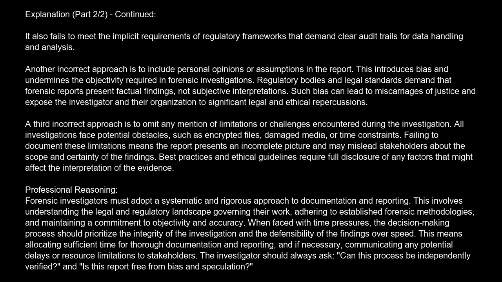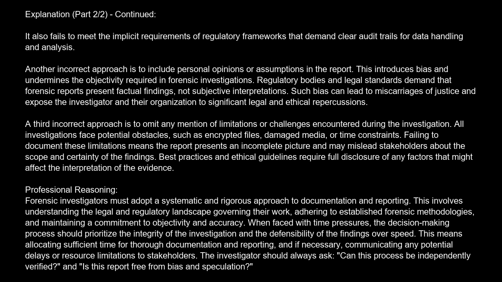It also fails to meet the implicit requirements of regulatory frameworks that demand clear audit trails for data handling and analysis. Another incorrect approach is to include personal opinions or assumptions in the report. This introduces bias and undermines the objectivity required in forensic investigations. Regulatory bodies and legal standards demand that forensic reports present factual findings, not subjective interpretation. Such bias can lead to miscarriages of justice and expose the investigator and their organization to significant legal and ethical repercussions.